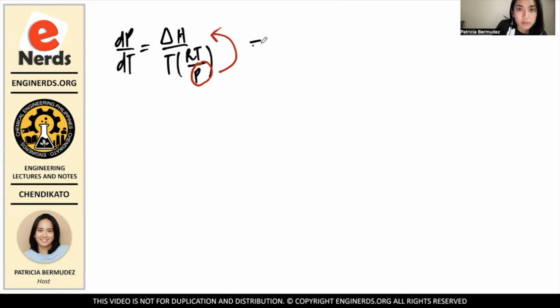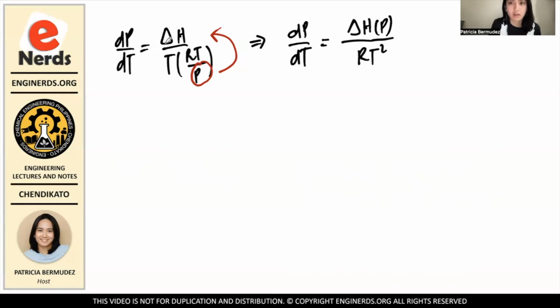So the equation becomes dP over dT is equal to delta H times P over R and then T squared, because there are two T's there. Okay? Why did the pressure, which was in the denominator of the denominator, go to the numerator? It's like this. For example, let's think of it mathematically. For example, you have a fraction here. Let's say 1 divided by 1/3. How do you calculate for this?